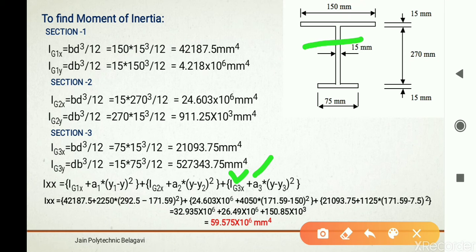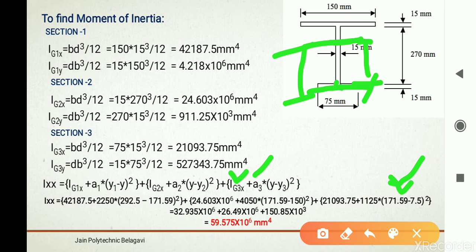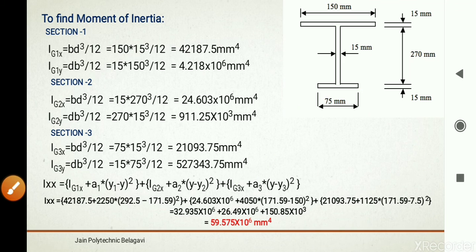Now y bar is this distance, right? And y3 is from the center till the base reference, correct? The center of gravity of the third section is here, and the base reference distance is thickness by 2, that is 15 by 2, 7.5. We want only the distance from the CG of the third section to the main CG. So for y3, y bar is 171.59 minus thickness by 2, that is 7.5. That is h3.